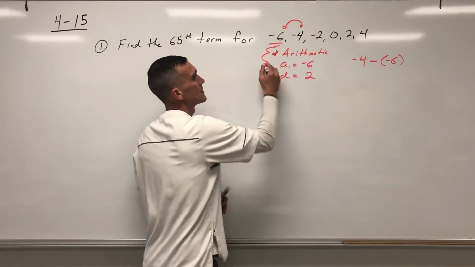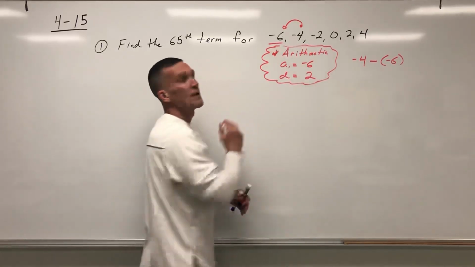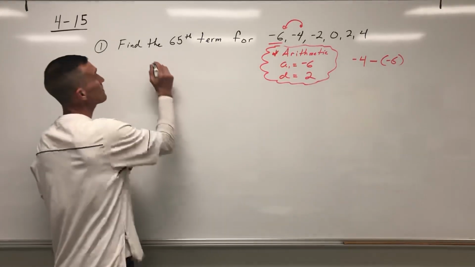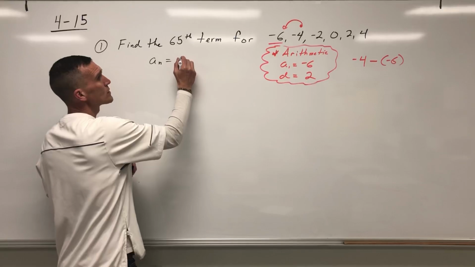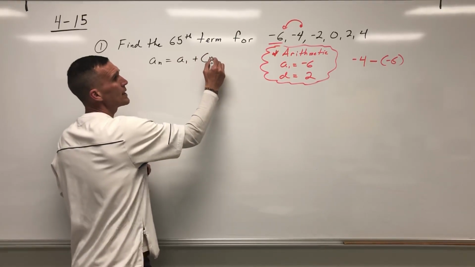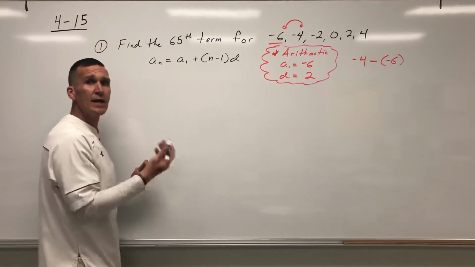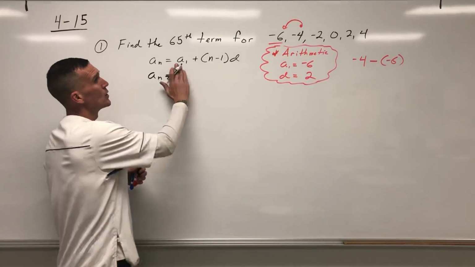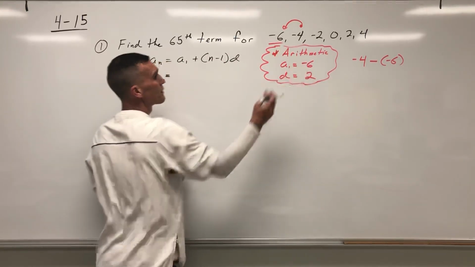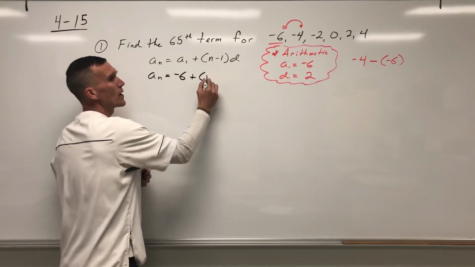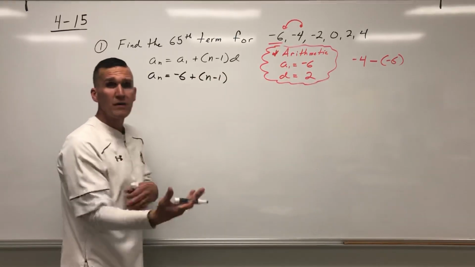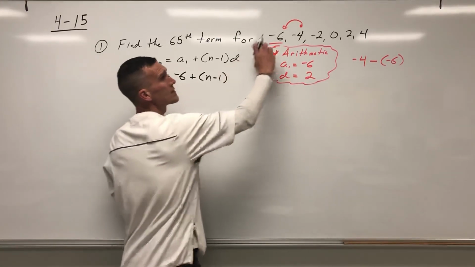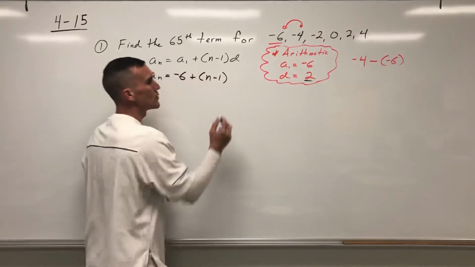Now this is the information that I need to write the rule. I can simply write down the formula that's given to me. A sub n equals a sub 1 plus quantity n minus 1 times d. And I can plug in the pieces that I know. My rule would be a sub n is equal to, well, a sub 1 is the first term, -6, plus quantity n minus 1. N stays a variable, remember, whenever we're writing the equation or the formula or the rule. And the common difference is add 2 each time, or 2.